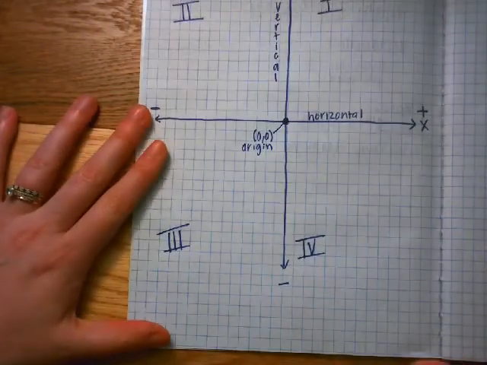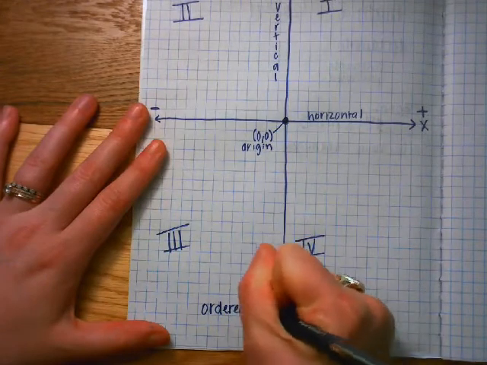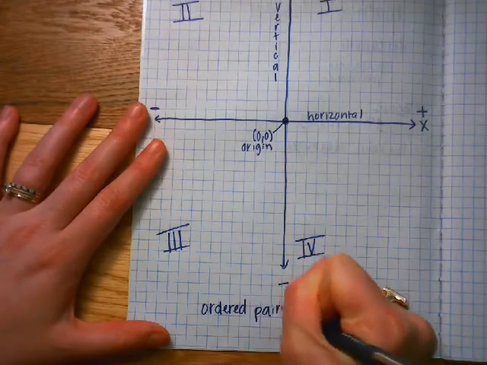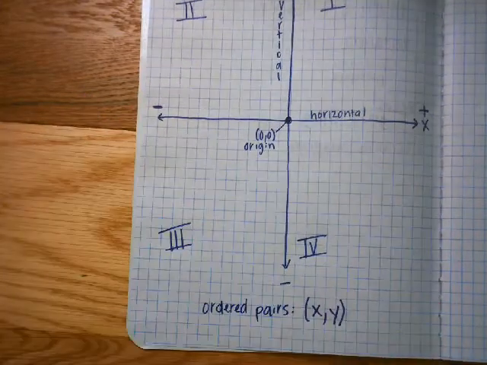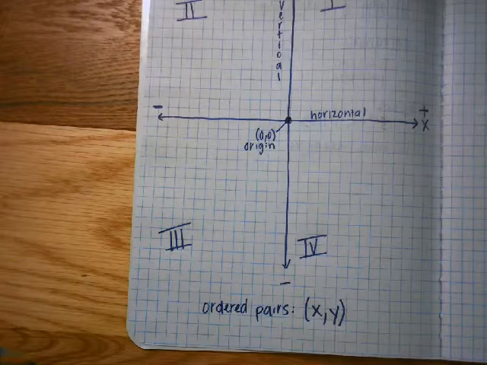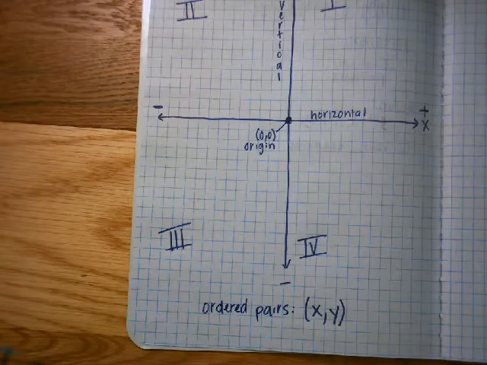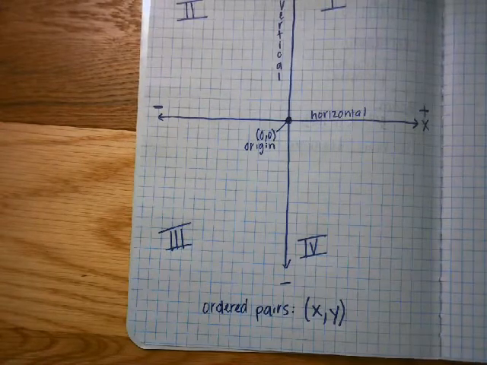And we always write our ordered pairs as X and then Y, right? It's alphabetical. X first, then Y. Horizontal before vertical. When you were a baby, you learned to walk before you learned to jump. So you have to go horizontal before you can go vertical.